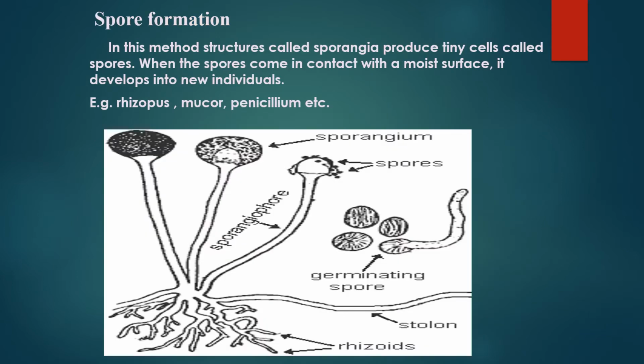The next method is spore formation. Spore formation is seen in the fungus. In this method, a structure called sporangia produces tiny cells called spores. When the spores come in contact with a moist surface, it develops into new individual. Now let us see how it is done in the fungus.